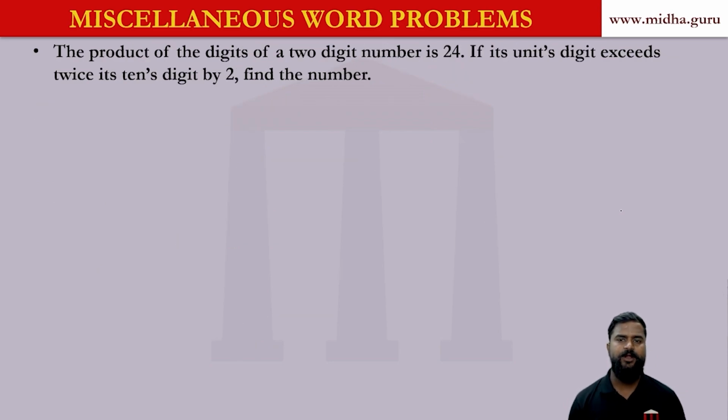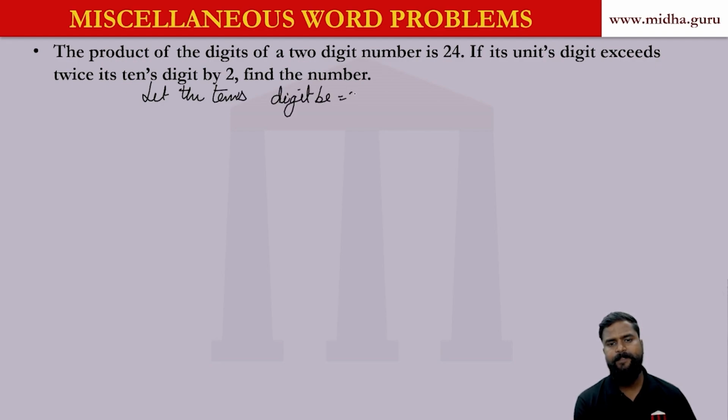Okay, let's see one more example problem. It says the product of the digits of a two-digit number is 24. If its unit digit exceeds twice its 10th digit by 2, find the number. The first thing that we need to do: its unit digit exceeds the 10th digit. So let's say, let the 10th digit be x.